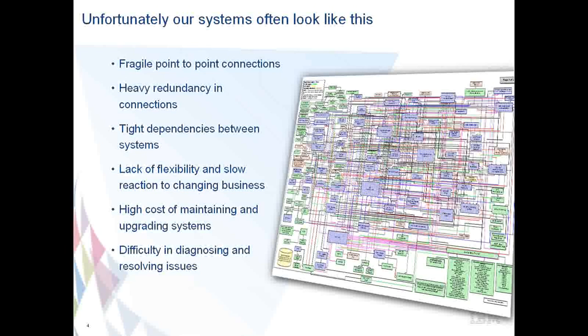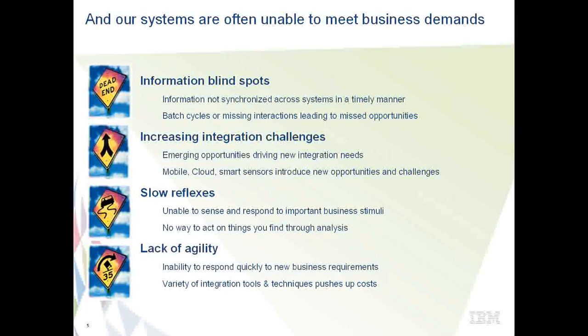So this kind of situation, when you have a lot of applications which are talking to each other, is typically a case where connectivity is there, but the architecture or the design patterns around connectivity are not in place. What this in turn leads to is that the systems that we now have are unable to meet the demand of the business. We start having something we call information blind spots, where you have information which is at some state in one system, and it is not synchronized across systems in a timely manner.